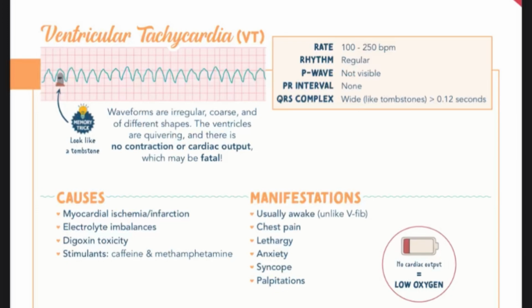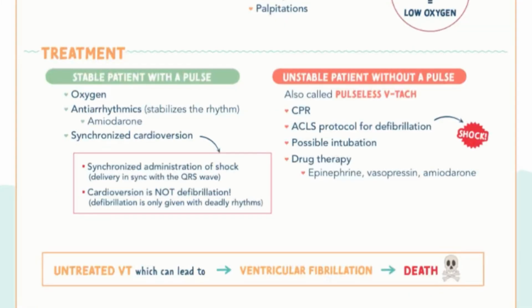And what is the treatment? Very important treatment. There may be a patient with a pulse or no pulse. If the patient is stable, that is, the patient has a pulse, in that case we will give oxygen, antiarrhythmic drugs to stabilize the rhythm, and synchronized cardioversion. That is very important. Cardioversion means giving a shock in the presence of the QRS complex. So cardioversion is not defibrillation.